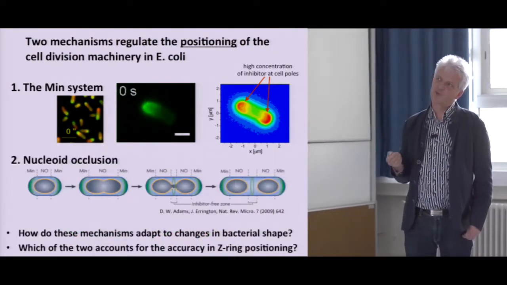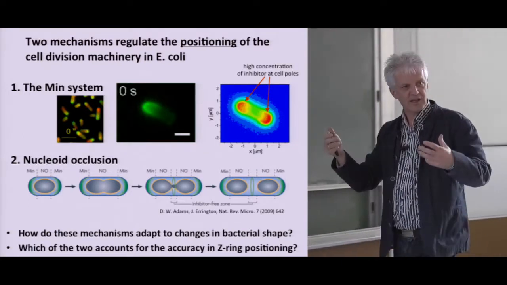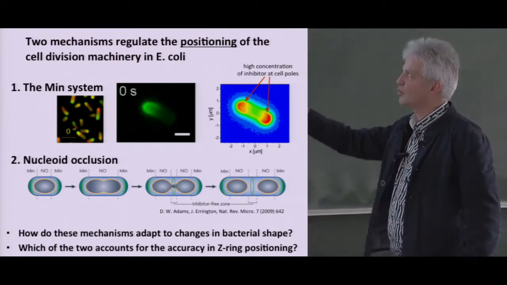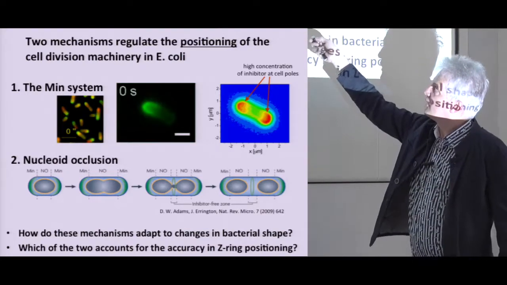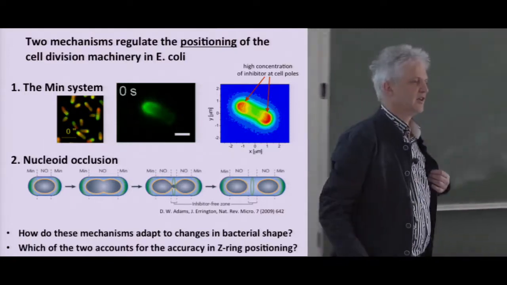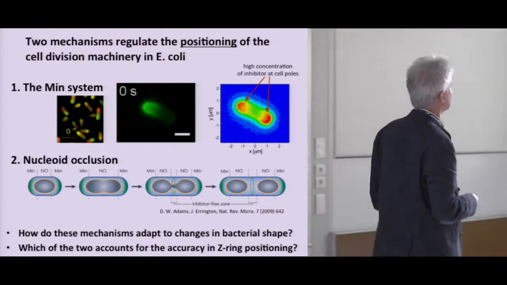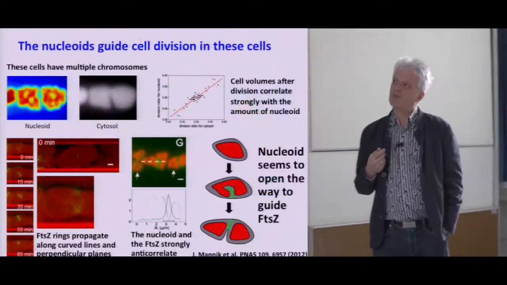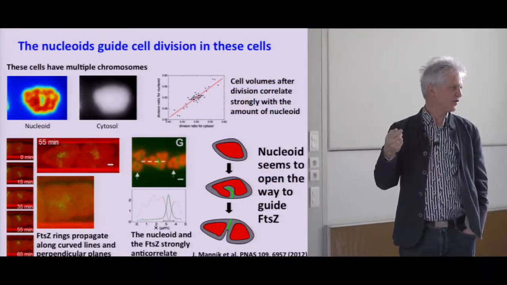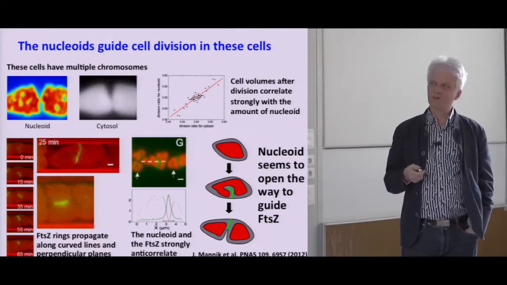Another mechanism for that is nucleoid occlusion. Of course these cells have DNA. They copy their DNA, and this DNA segregates into two copies, and then there's a slightly lower density of DNA in the cell center, and that actually drives the Z-ring to the cell center as well. We found that these flat bacteria have multiple copies of the DNA, and that this latter mechanism drives this particular cell division.